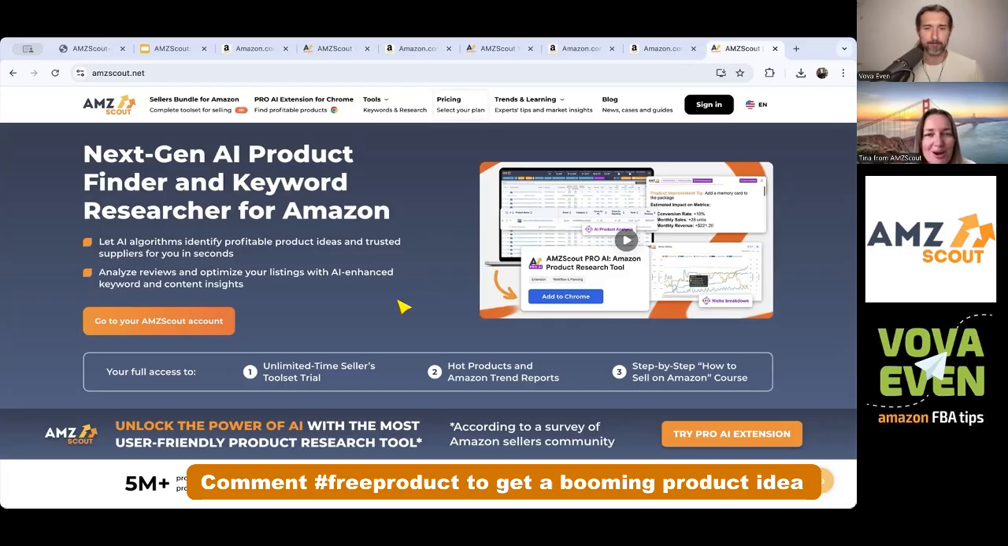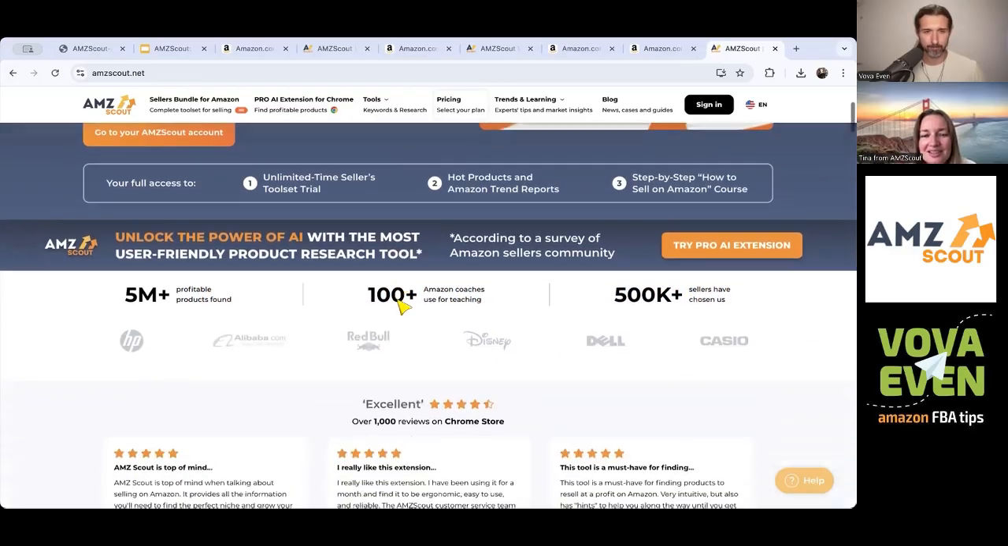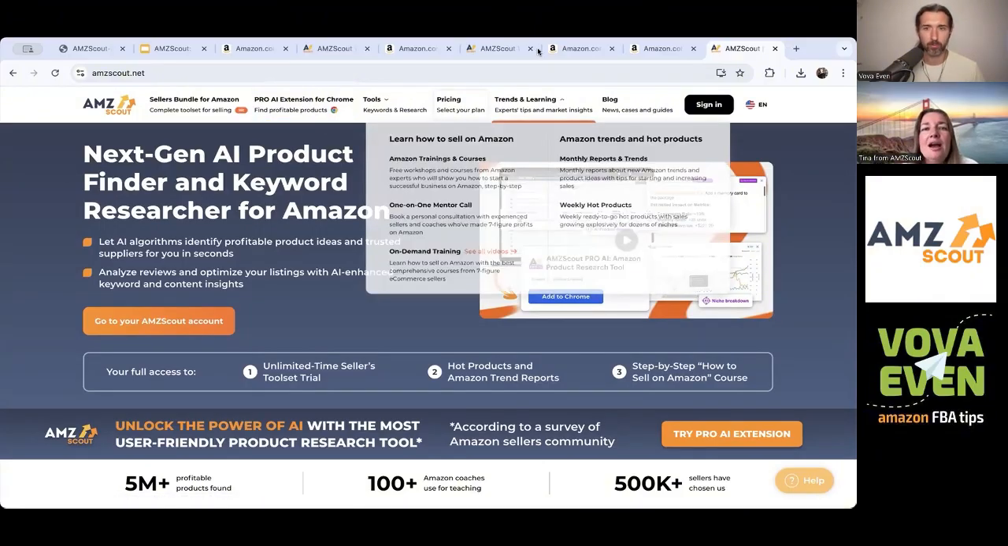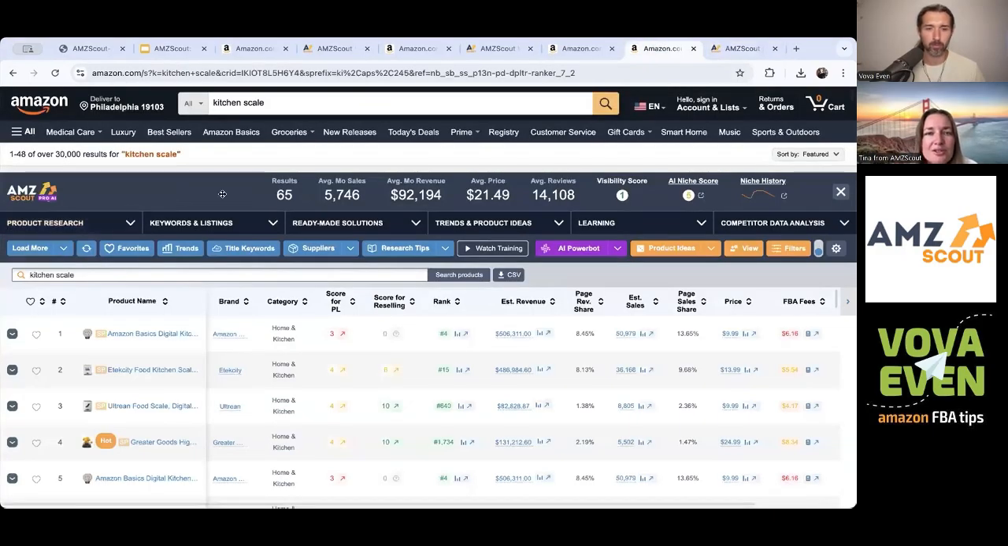So let's begin. That's the website that we have, amzscout.net. It's got a lot of info and reviews and stuff. But today we'll start with the Pro AI extension for Chrome, but it's also available for Edge browser. I already have it installed. Let me show how it works. You basically type anything you want in here on Amazon.com and a lot of other marketplaces, and you pull up the extension from the upper right corner of your browser. It can analyze all the products, or if you open it just on one product, it will analyze this product.